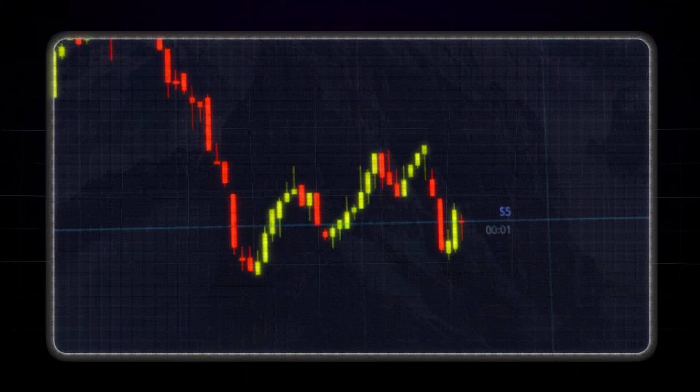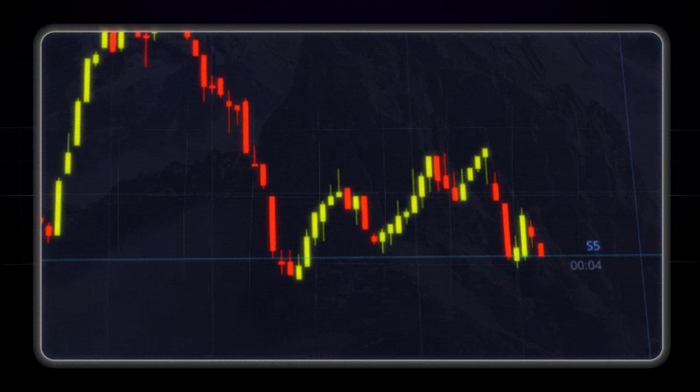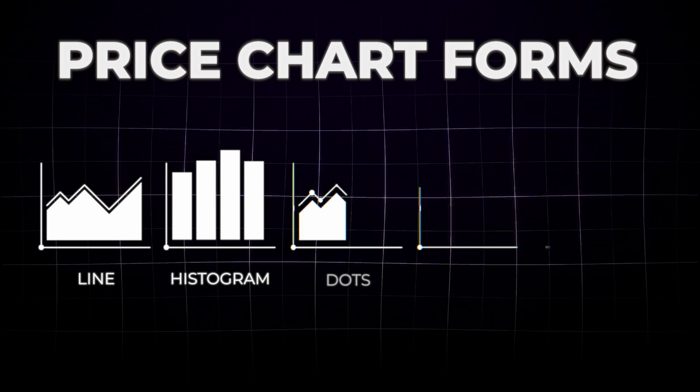Every trader on the market begins with the chart. This is our main tool. It shows how the price moves over time, and it's exactly from this movement that we build our strategies. Charts come in many different forms: lines, histograms, dots, candlesticks, and bars. But not all of them are useful for actual trading.